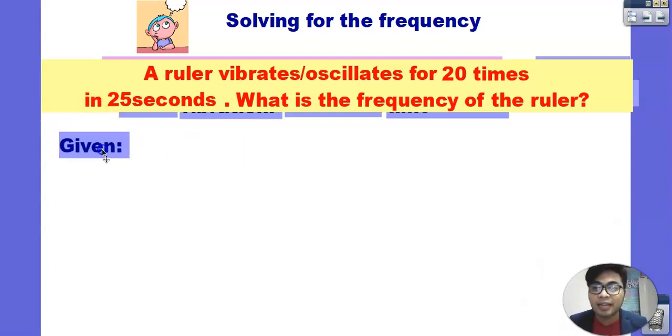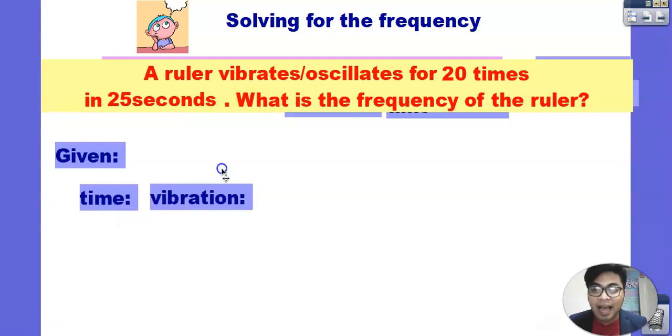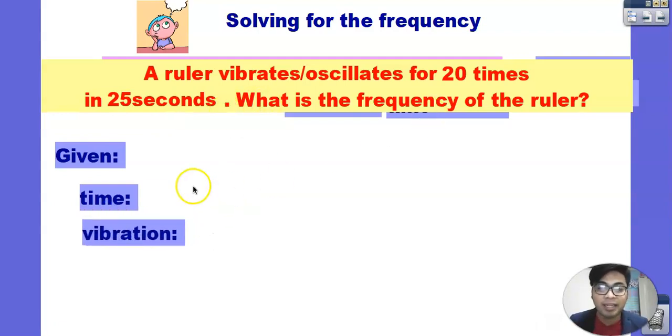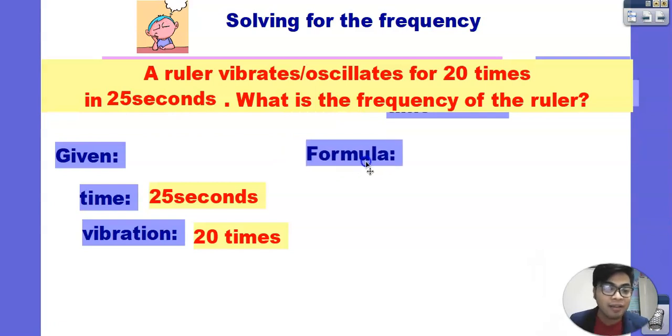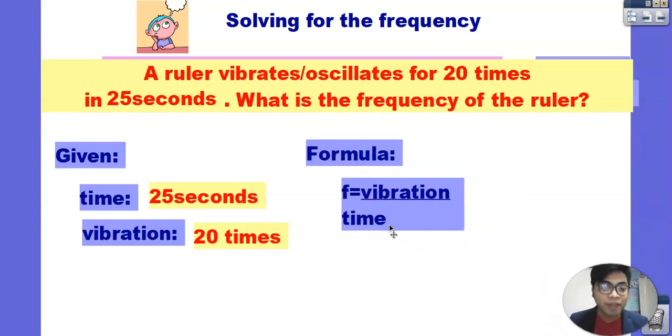First, we're going to write the given. The given here would be the time and the number of vibrations. The time is 25 seconds, and the number of vibrations is 20. All we're going to do is identify the formula, and the formula for getting the frequency is to just divide the vibration by the time.